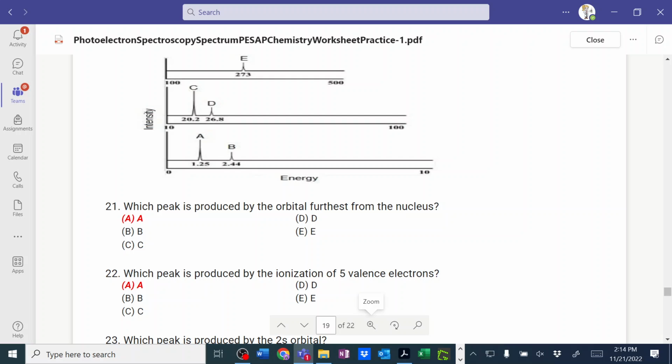Which peak is produced by the removal of 5 valence electrons? Does that sound better? Can we use removal instead of ionization?